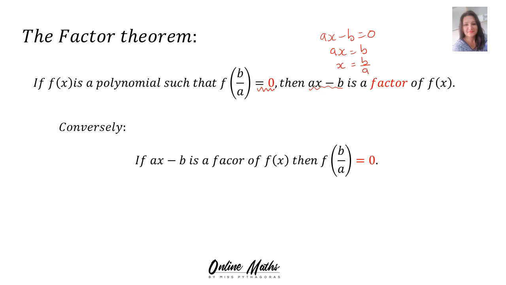Conversely, we can also say that if ax minus b is a factor of f of x, then the remainder will be 0 when you do f of b over a. In other words, you cannot split the remainder and factor theorem. They go hand in hand. So you do the remainder theorem, and when the remainder is equal to 0, then that number is a factor of the polynomial.